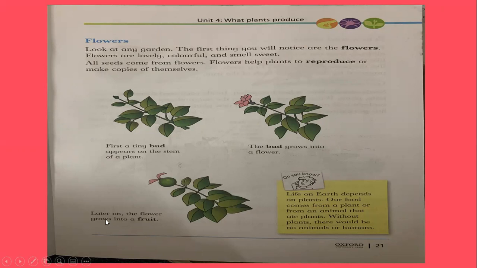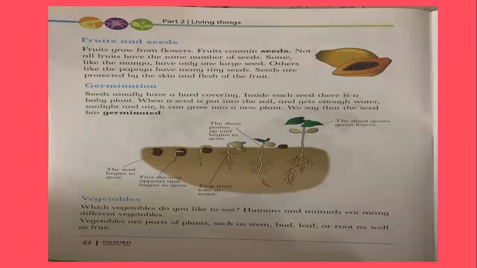Then what happened? Later on, the flower grows into a fruit. Look, here come the leaves, the petals of the flower fell down and the fruit comes out like this. Then what happened? Let's learn something about the fruits and the seeds inside them. Fruits grow from flowers. Fruits contain seeds. All of you know, whenever you eat an apple, orange or mango, you can find the seeds inside it.